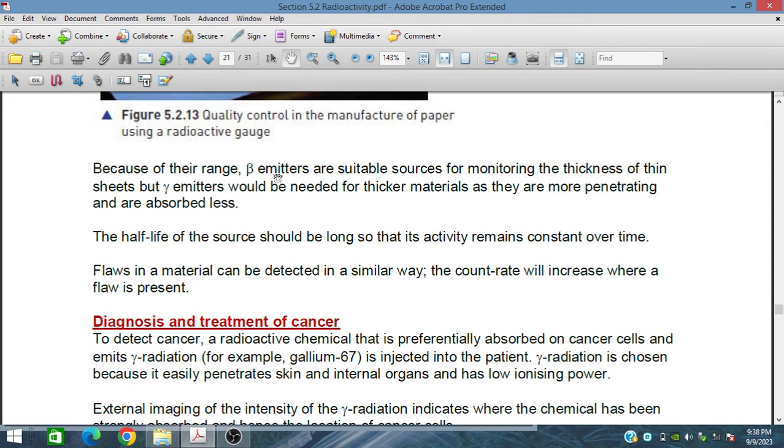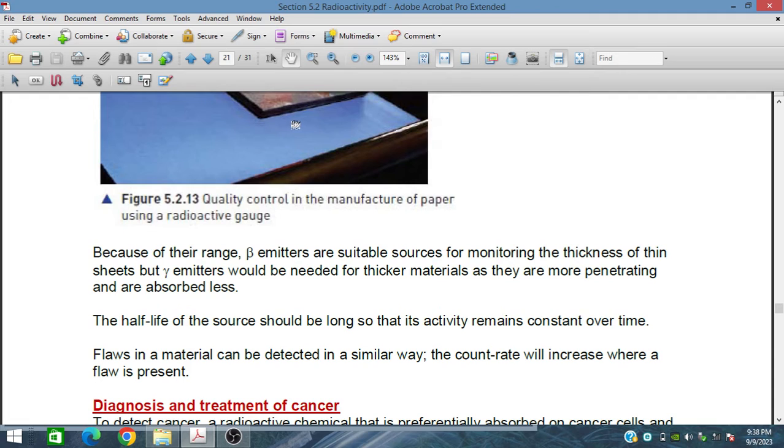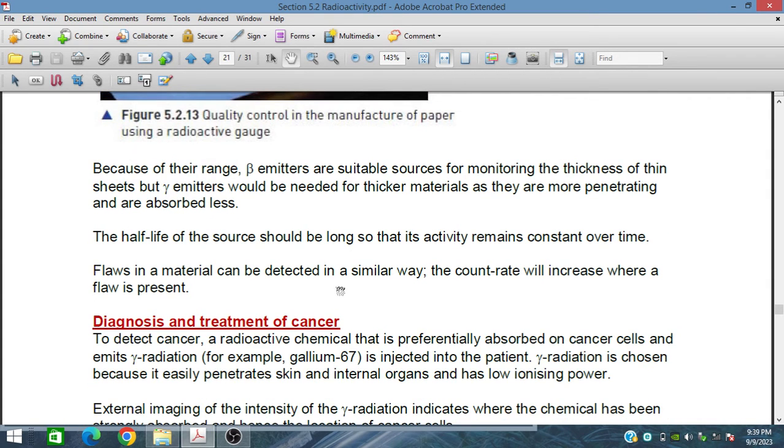Because of their range, beta emitters are suitable sources for monitoring the thickness of thin sheets, but gamma emitters would be needed for thicker sheets. For thicker sheets, beta is not suitable because it will be blocked by the thick sheets. So that's why gamma is used for the thicker material, because it has more penetrating power and is absorbed less. The half-life of the source should be long so that its activity could be maintained for a longer duration, and a constant count rate can be monitored.